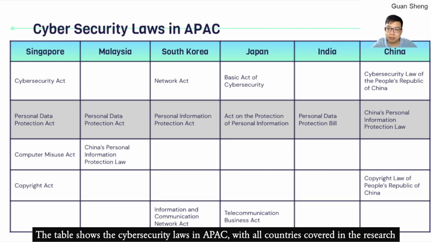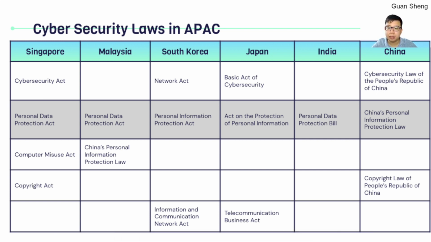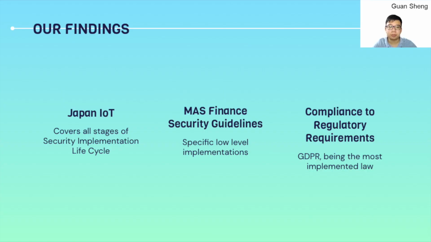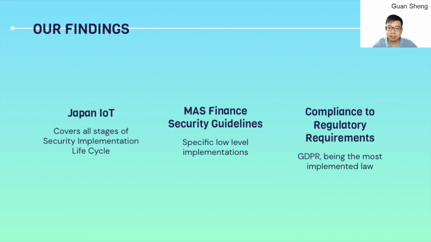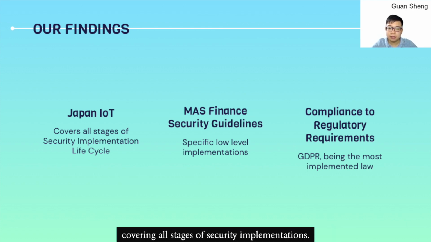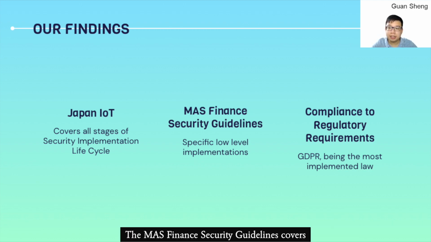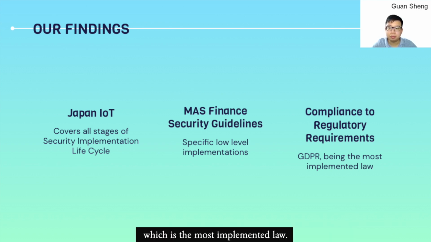The table shows the cybersecurity laws in APEC, with all countries covered in the research having high regard for personal data protection. Either an act, bill, or law was passed to protect personal data. Overall, Japan's IoT guidelines is the most comprehensive, covering all the stages of security implementations. The MAS Finance Security Guidelines covers specific low-level implementations and they comply to the GDPR, which is the most implemented law.